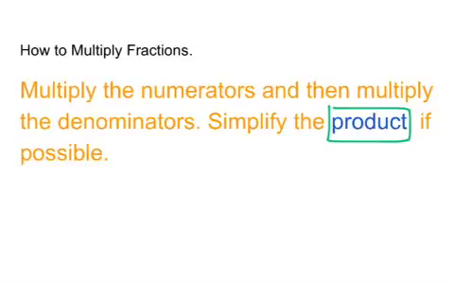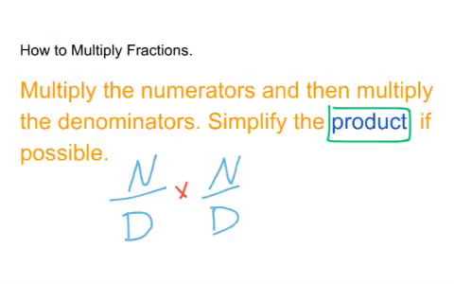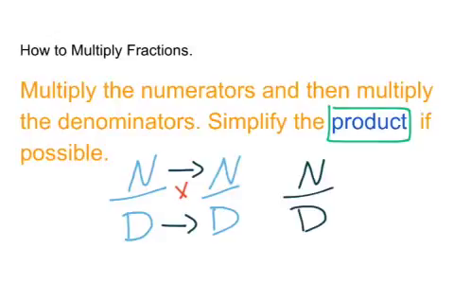For instance, if we look at fractions, we have a numerator over a denominator, and we are multiplying times another fraction, so we have a numerator over a denominator. Well, we will simply multiply the numerators, numerator times numerator, which will give us a new numerator, and then denominator times denominator, which will give us the new denominator. Now we will simplify this answer. Again, this is called the product. It is the answer to a multiplication problem.